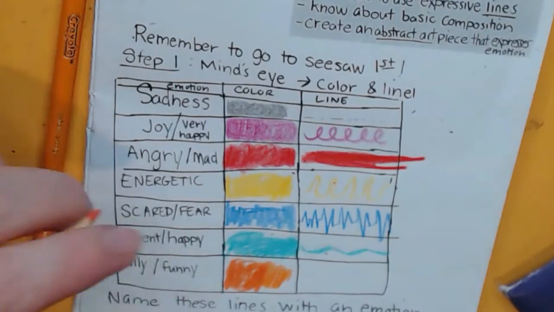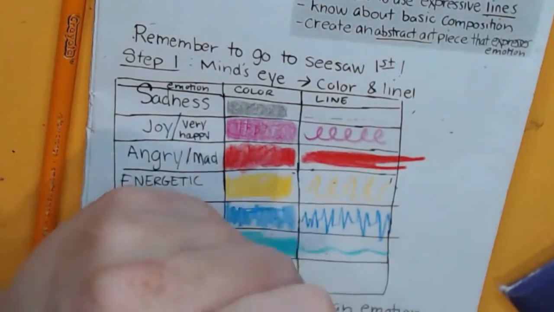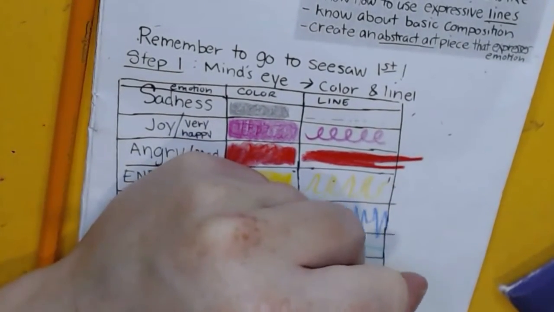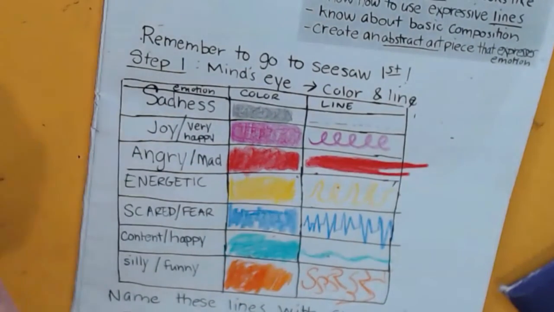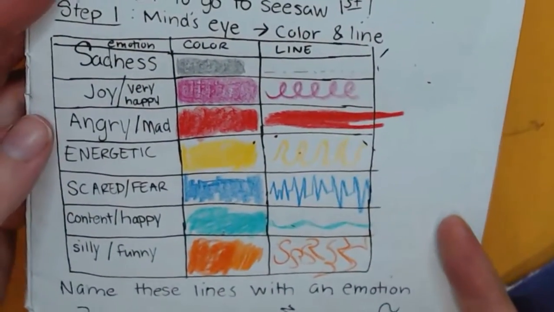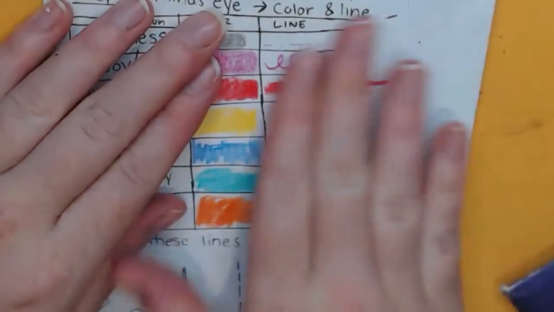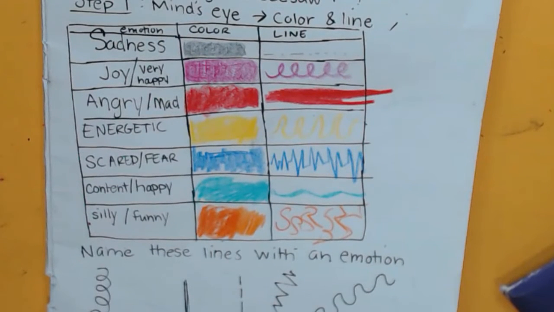And silly and funny. Well, I don't know. Probably similar to the joyful. Kind of wheely, sort of sporadic. Like, woo! Like a little party. Little party's happening. Everything squiggles. All right. So there are my emotions and how I would draw them with the color and line. How do you do yours? Let's go ahead and share what we see and what we did. You can hold up yours in the class or show it and share it on Seesaw.